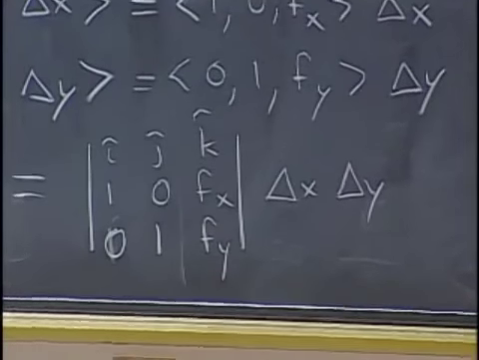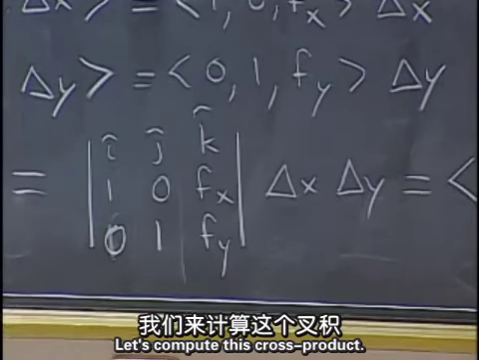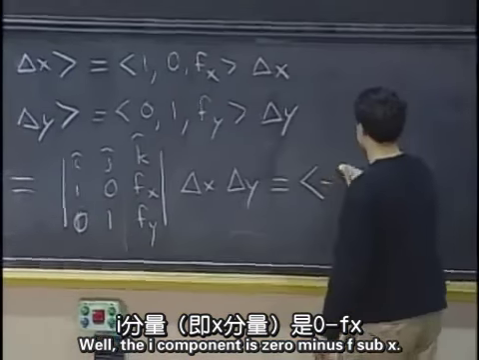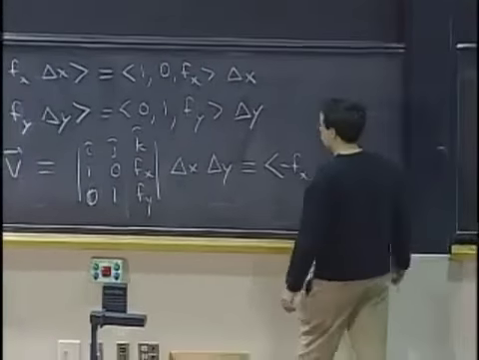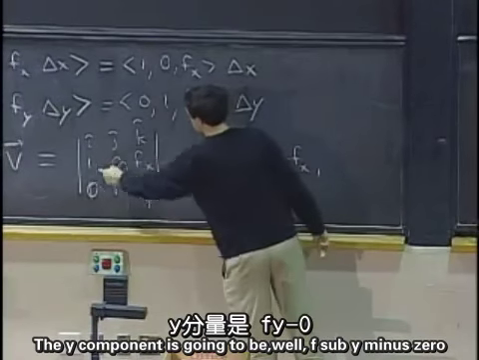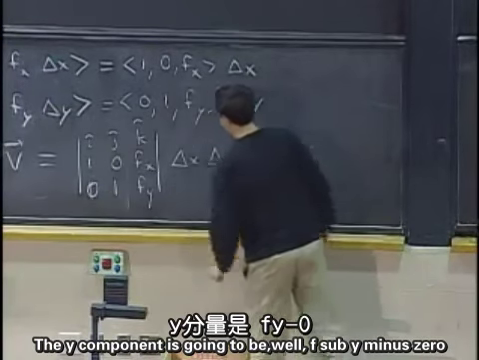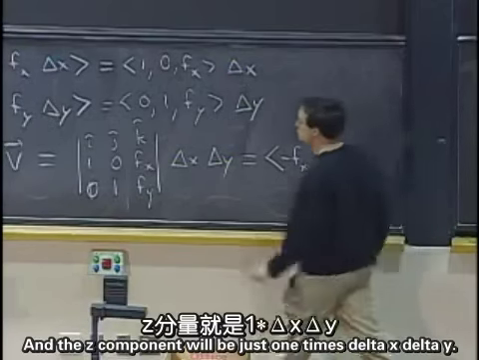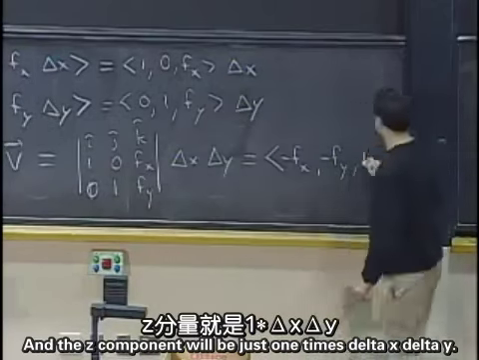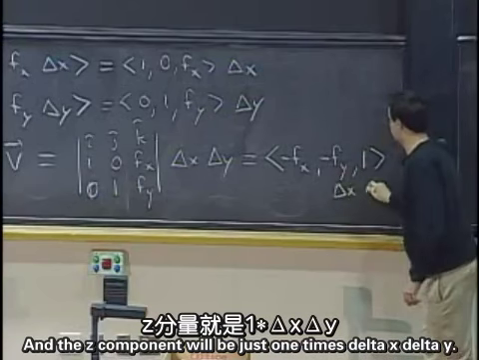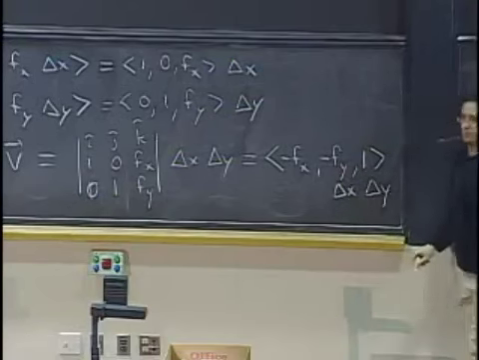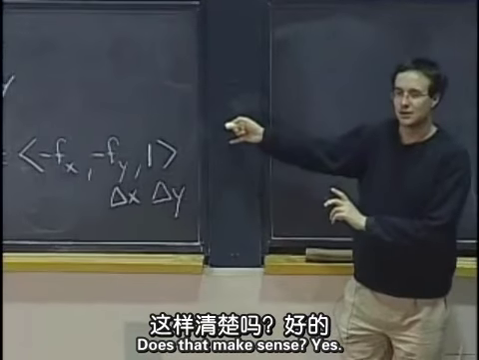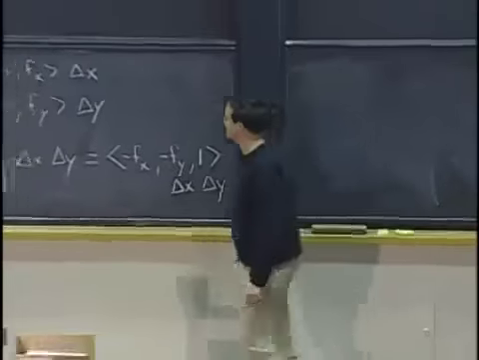Okay, so let's compute this cross product. The i component is 0 minus f sub x, so negative f sub x. The j component is f sub y minus 0, but with a minus sign in front of everything, so negative f sub y. And the k component will be just 1 times delta x delta y. Does that make sense? Yes? Very good.